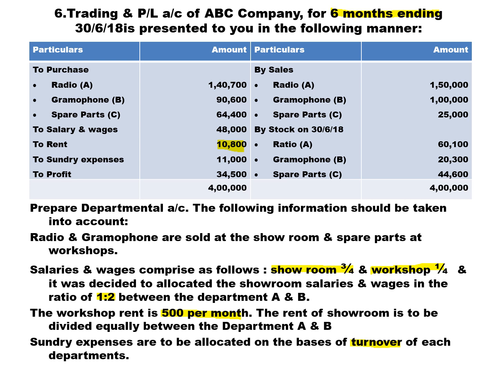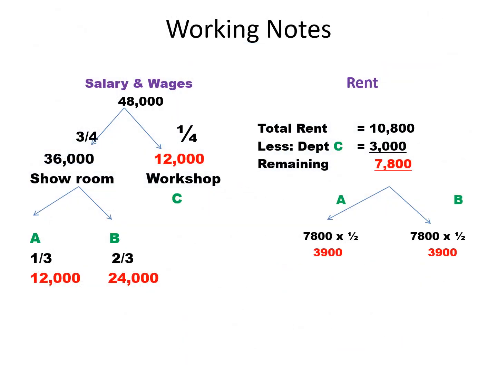Second, workshop rent is 500 into 6 months ending, you get 3,000. How much is the rent on the top? 10,800 minus 3,000, the remaining you should distribute to A. Students, the working goes like this.